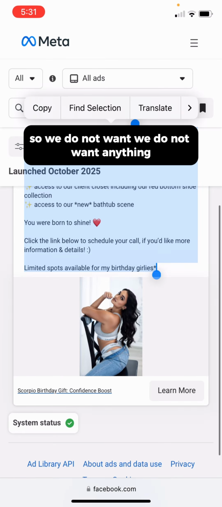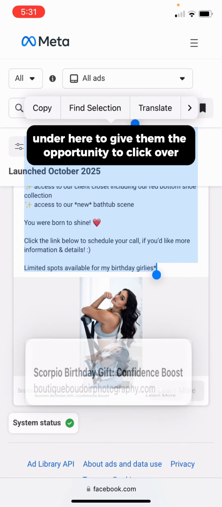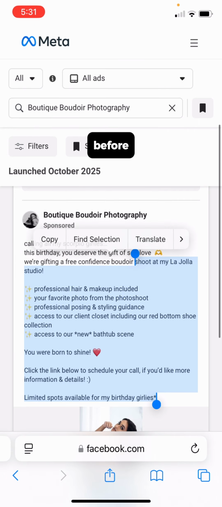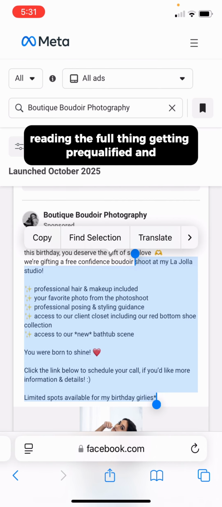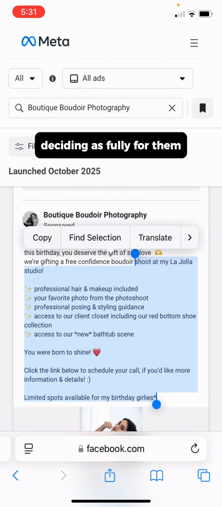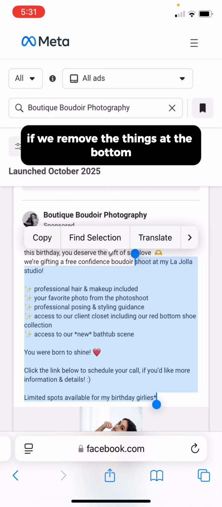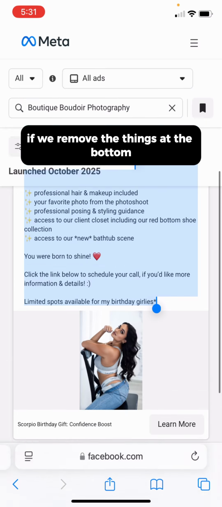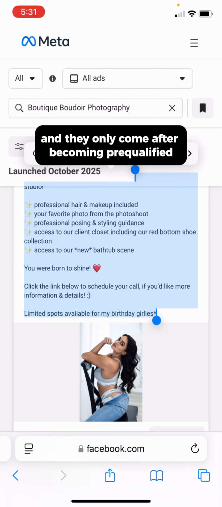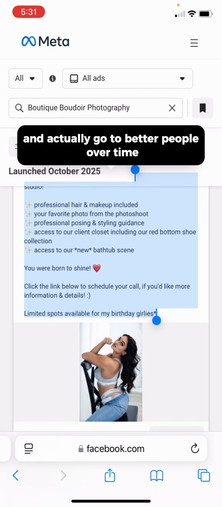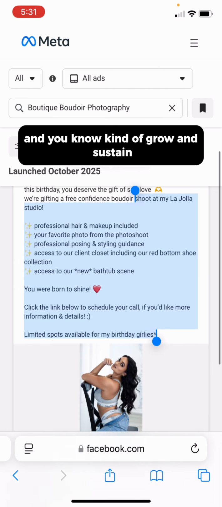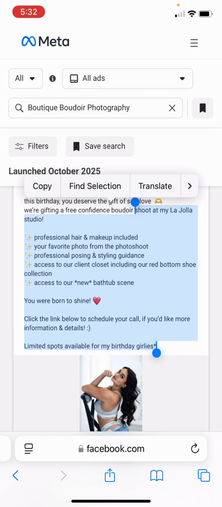So we do not want anything under here to give them the opportunity to click over before reading the full thing, getting pre-qualified, and deciding it's fully for them. That keeps our link click to conversion rate high and our overall conversion rate high if we remove the things at the bottom and they only come after becoming pre-qualified, which helps our ads sustain and actually go to better people over time and kind of grow and sustain.